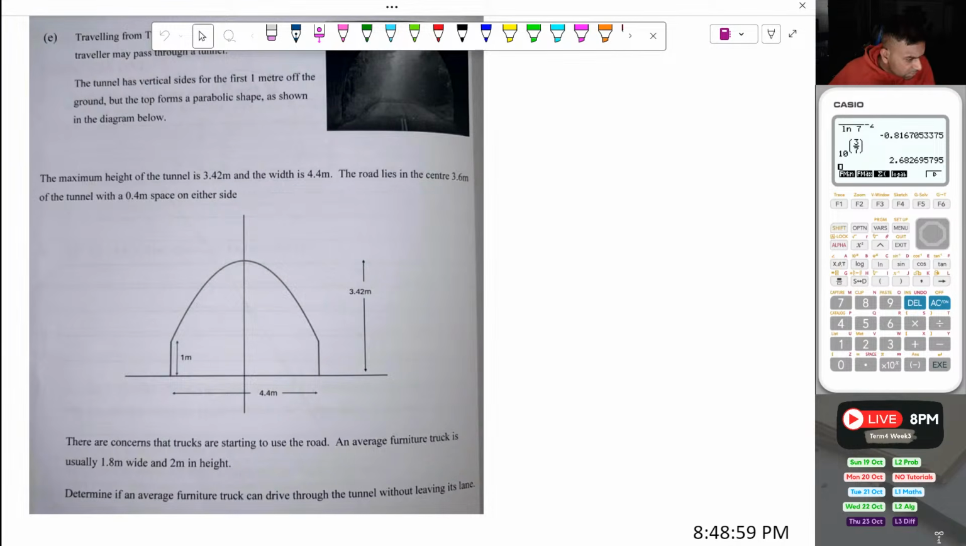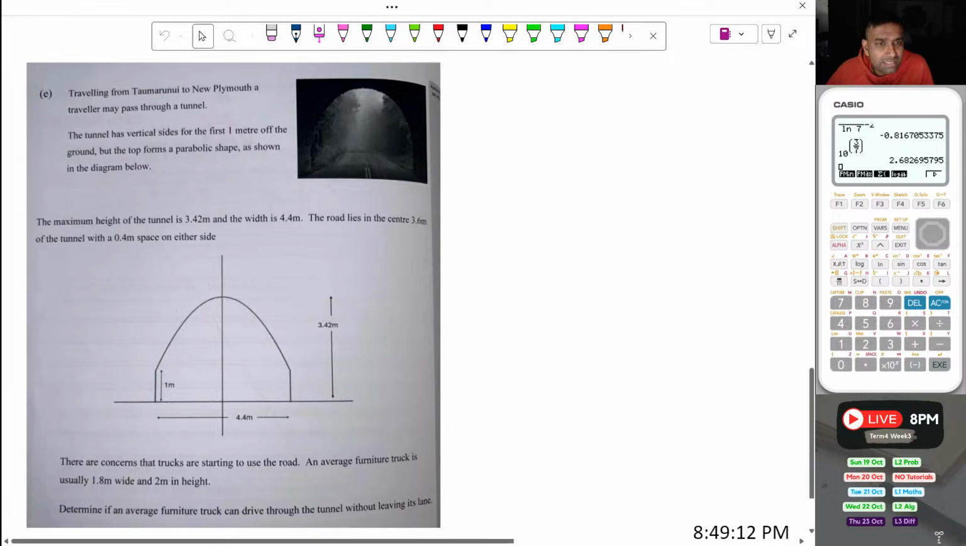Why is this doing that? Okay, I need to figure this out later. No. Okay, tunnel question. Tunnel question. Okay. Tunnel question. Let's have a look.